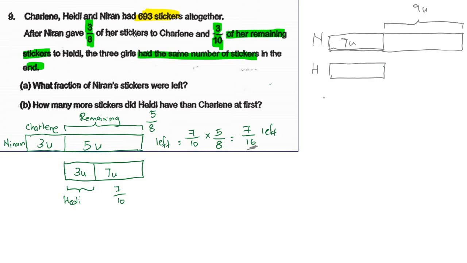And this Charlene here also has 7 left. Okay? Okay, then since she has 7 left, and here will be the what? What she gave away. 9 unit will be equal to what she gave away.